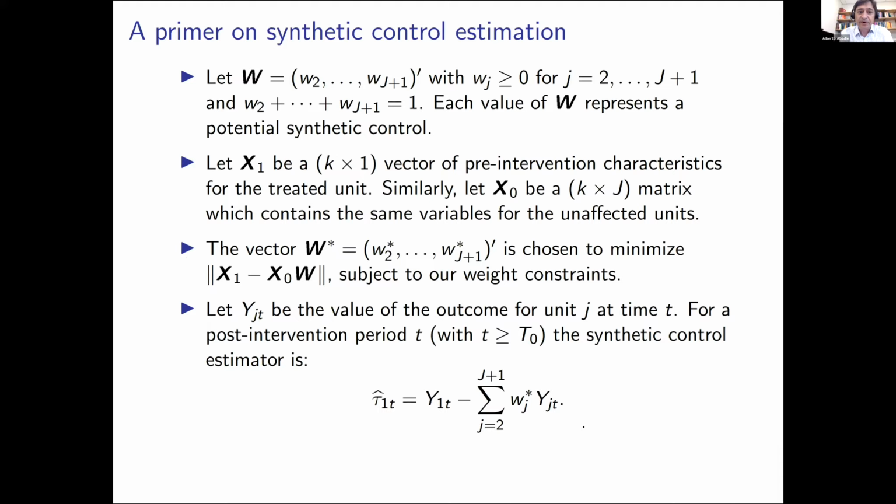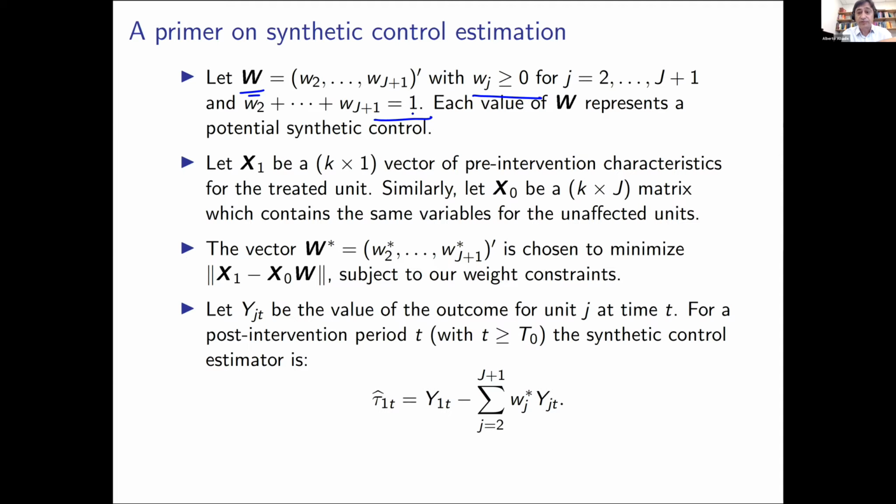So as I said before, a synthetic control is going to be a weighted average. So each potential synthetic control can be represented by a vector of weights, one weight for each unit in the donor pool. And all the weights are going to be non-negative, and they are going to sum to 1. And we do that to avoid extrapolation, although this restriction could be relaxed. And in fact, it has been relaxed in the literature.